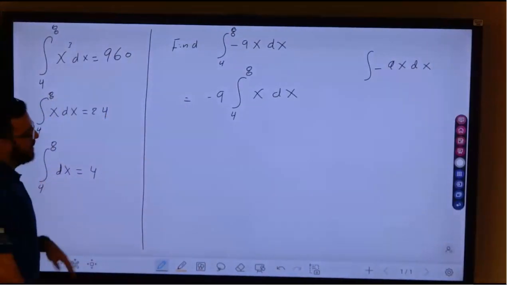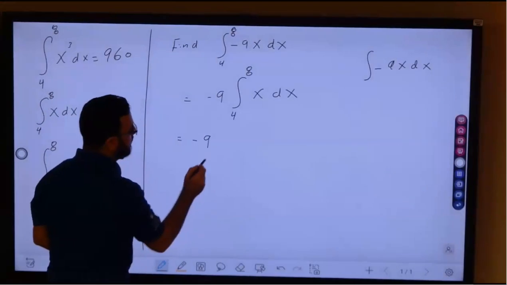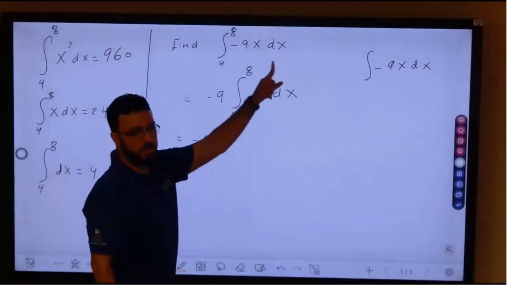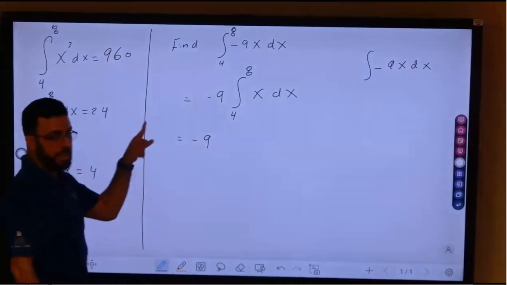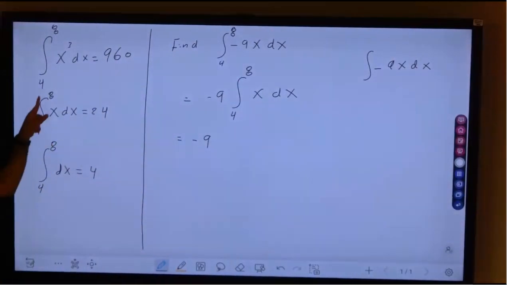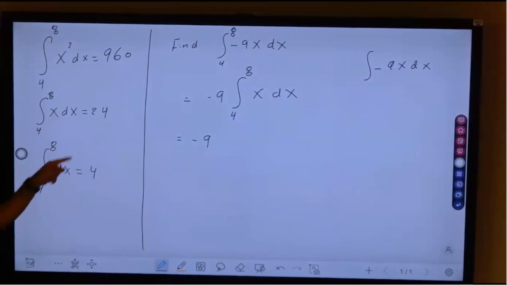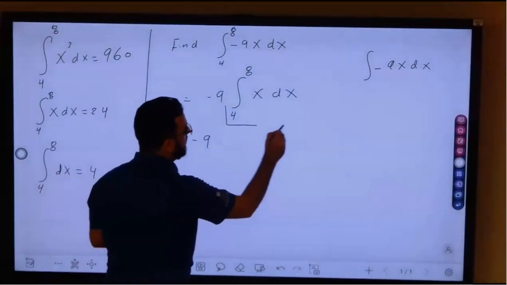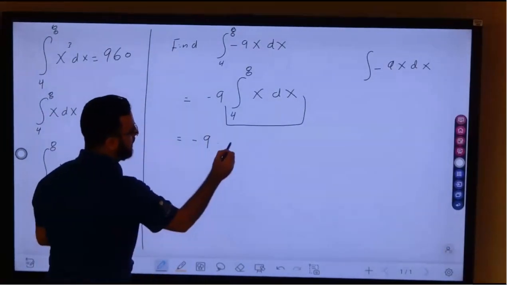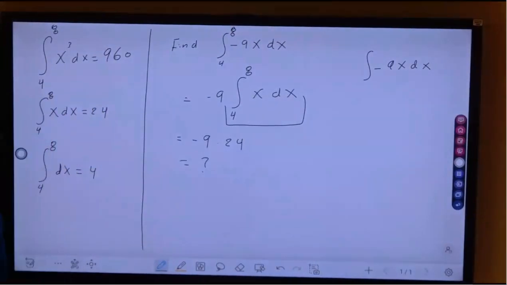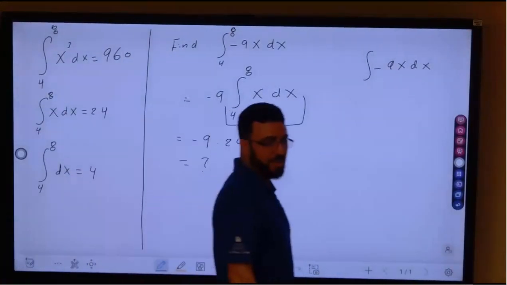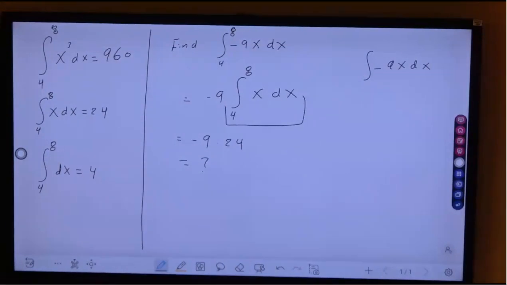I'm telling you, that's why it's a simple question. So here's negative 9. Do I have the integral from 4 to 8 of x dx? They're telling you here, the integral from 4 to 8 of x dx equals 24. That means I'm going to substitute 24 instead, and the result is going to be negative 9 times 24. That's it. Is that hard? Did you get it? Or are you lost?